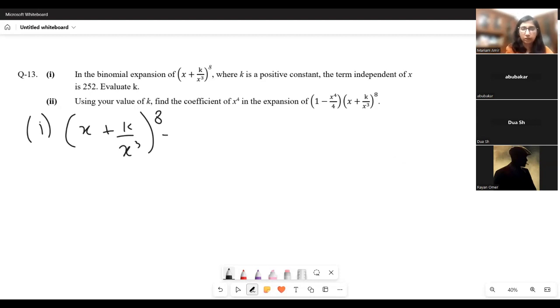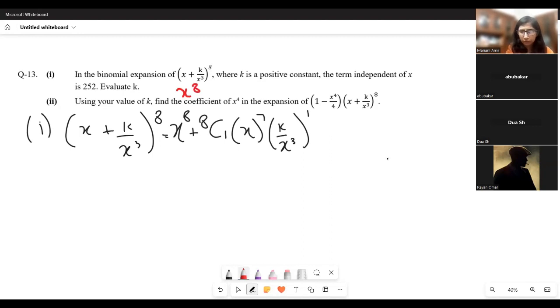Okay, so let's see. The first term is going to be x power 8, plus 8c1 x power 7 and k upon x cube power 1. The first term is x power 8. It is not the constant term. The second term has x power 7 in the numerator and x cube in the denominator, so that's going to be x power 4, which is not the constant term either.